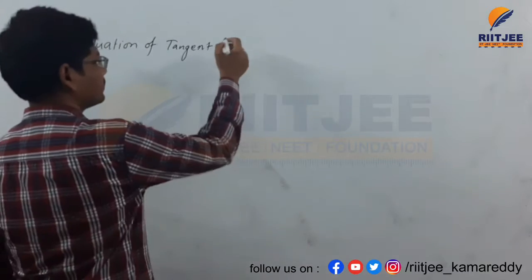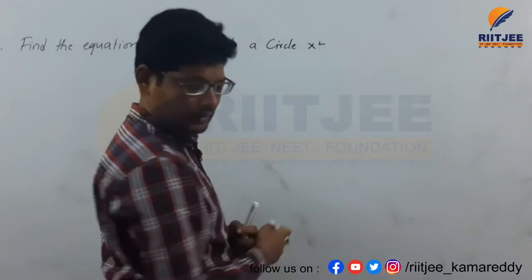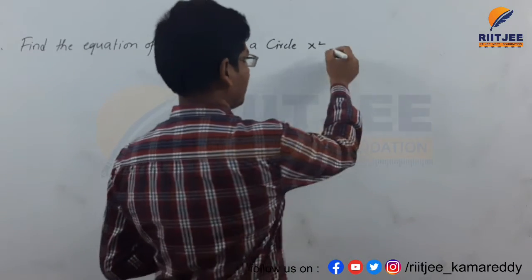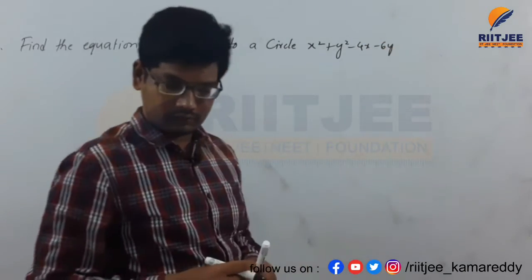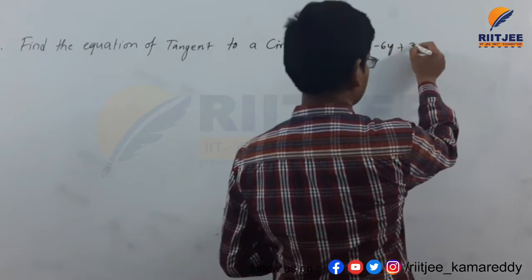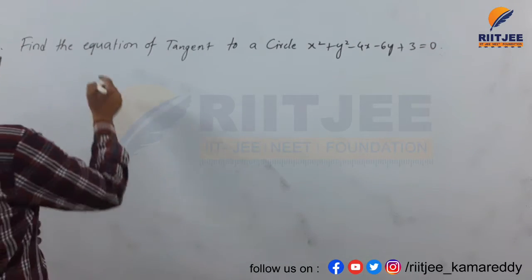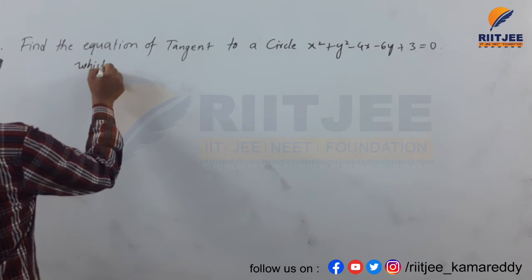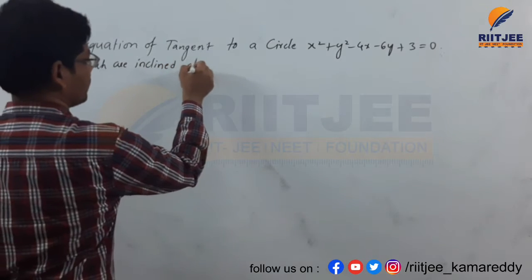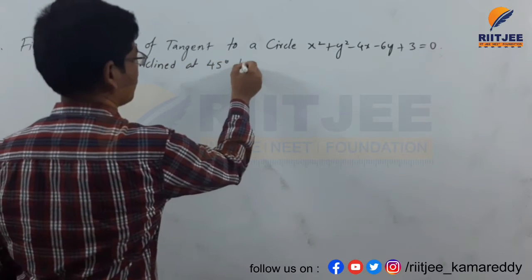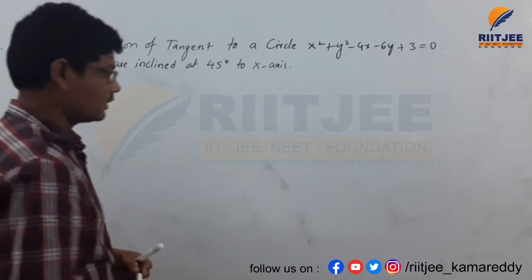x square plus y square minus 4x minus 6y plus 3 is equal to 0, which are inclined at 45 degrees to the x axis. This is the question.